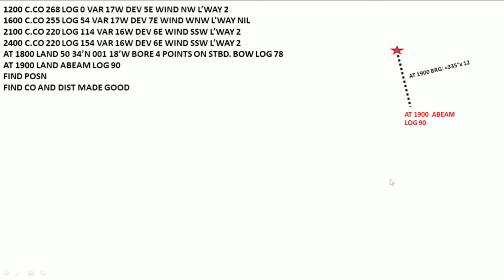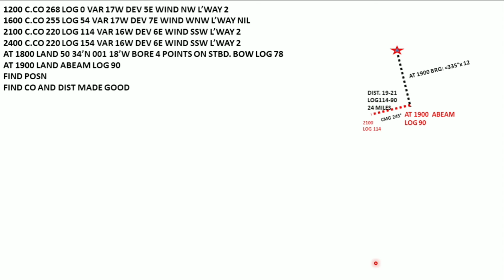Or as we discussed earlier, we need not find out this and use this as your first bearing and use the rest of the courses and distances to find out the final position. As he has not asked me the initial position, I'll really not bother about finding out this position.